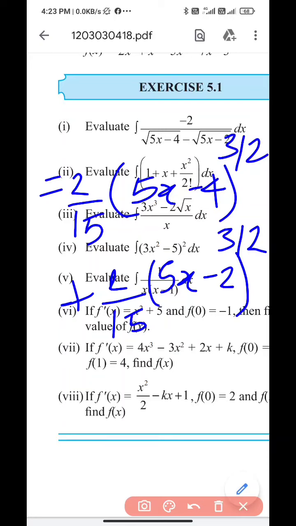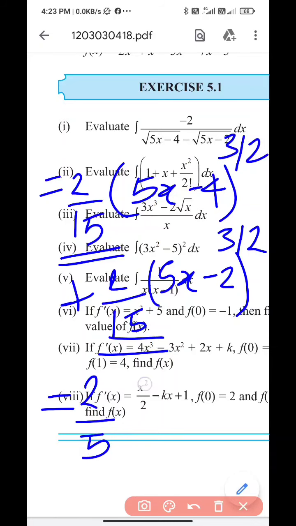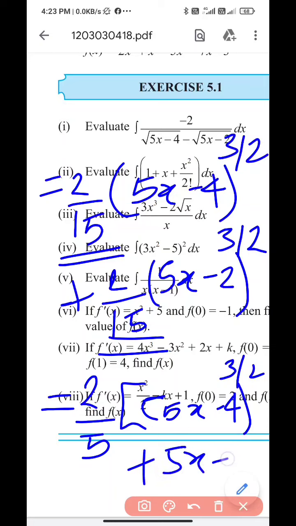In the last step, you can take this 2 by 15 common and write 2 by 15 common in bracket. Again there will be a circular bracket, 5x minus 4 raised to 3 by 2 plus 5x minus 2 raised to 3 by 2.